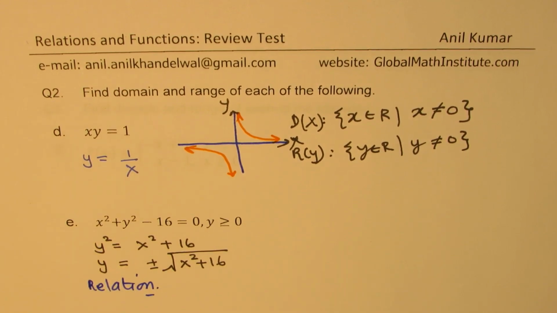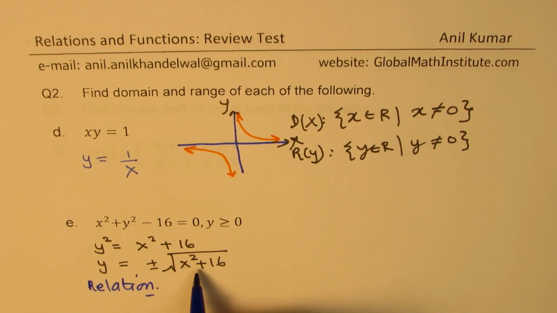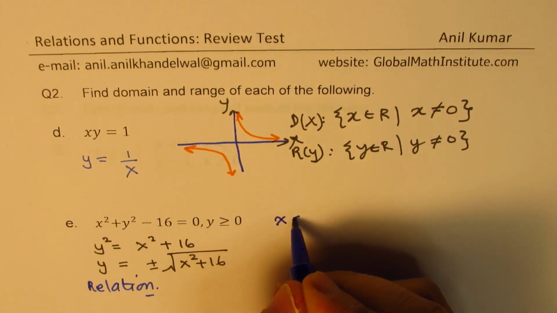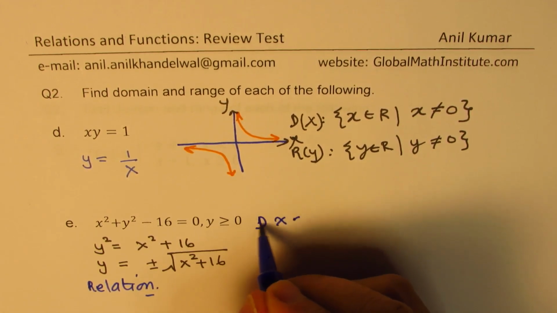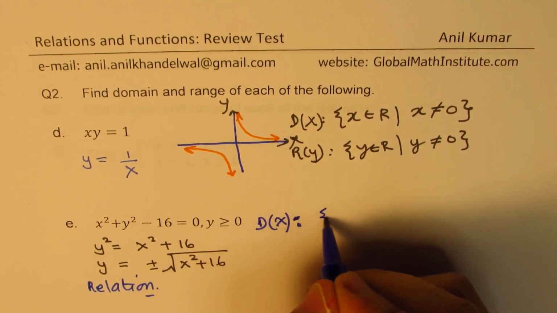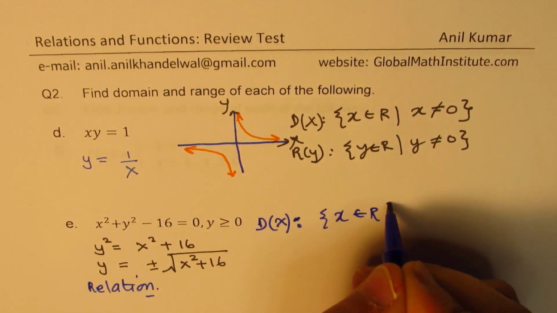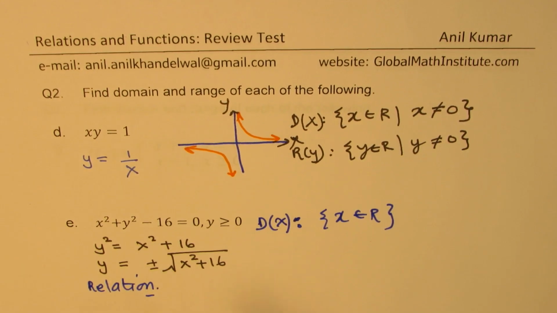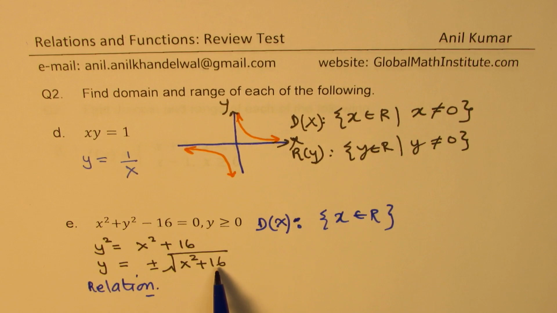Now we have to figure out the domain and range. In this relation, it is x squared plus 16, not minus 16. Okay, so you will notice that, let me write domain x, right? So you notice that x belongs to real numbers. X can have any value, no restrictions, right? Because x squared plus 16 is always greater than 0, right? It cannot be 0.